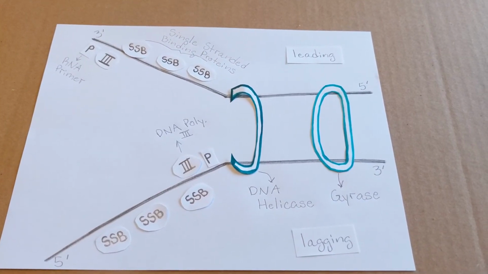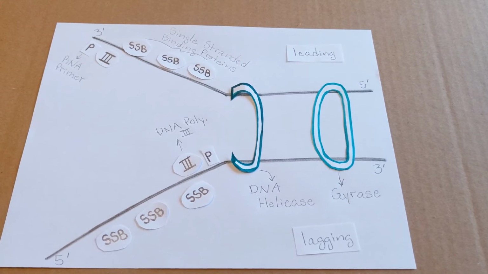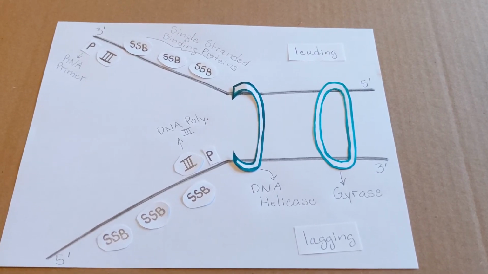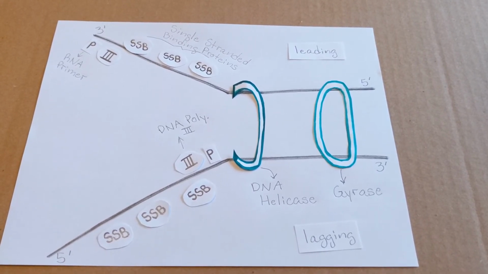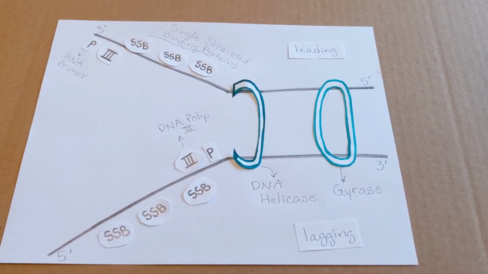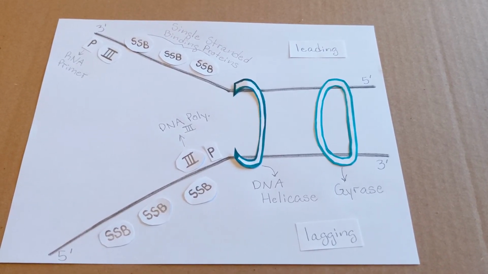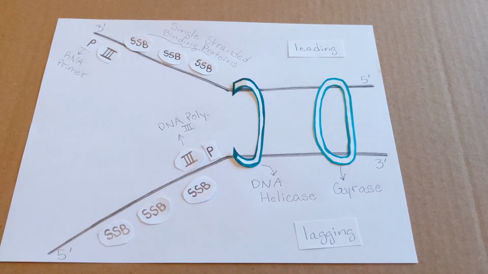The enzyme DNA polymerase III is the primary enzyme involved in DNA replication. It moves in the 5' to 3' direction, which means it adds nucleotides to the 3' end, forming a new DNA strand for the leading and lagging strands.